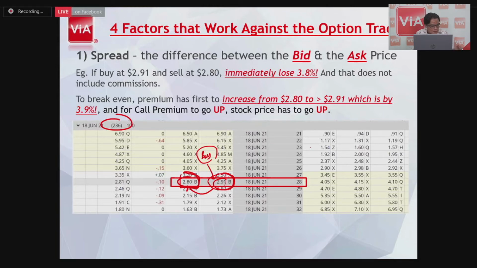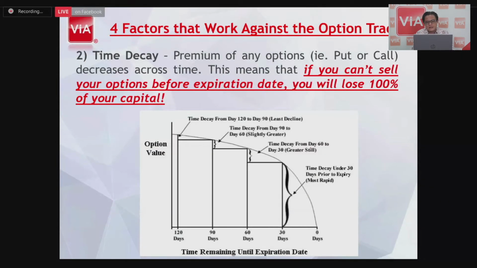And the second thing is, remember, the platform will charge you a commission unless you are using a commission-free platform. For example, TD Ameritrade charges you 70 cents per contract. So not only do you lose the spread, you also lose the 70 cents. Because of this spread, this works against the option trader. You want to make money, but there's a spread. And the next thing is this thing called time decay.